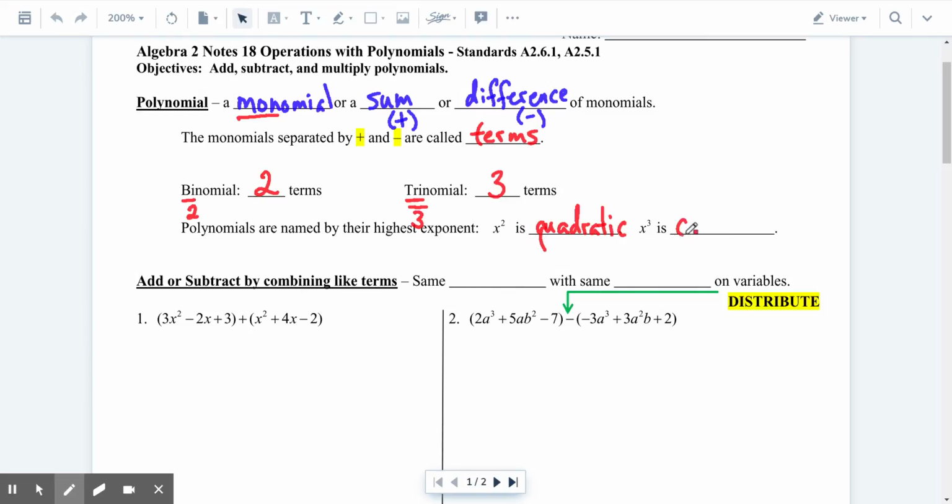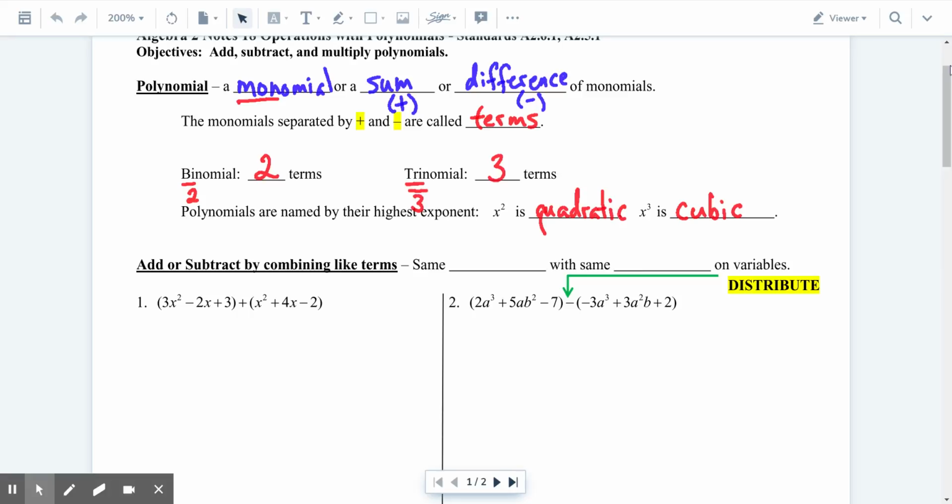And x cubed would be a cubic. That one's pretty similar to how we read x cubed. So if we can read x to the third as x cubed, we can call this a cubic function instead. And a lot of that's going to roll in either at the end of this semester or starting the next one. So what we're going to start off with today is just adding and subtracting.